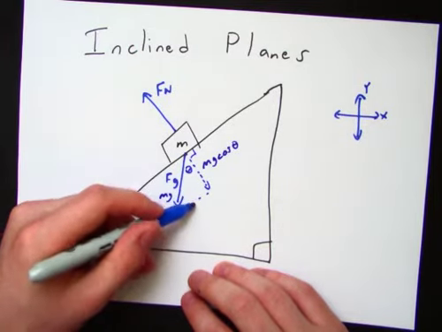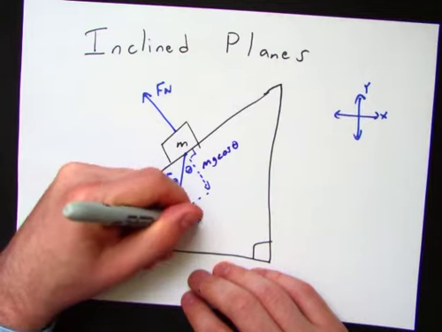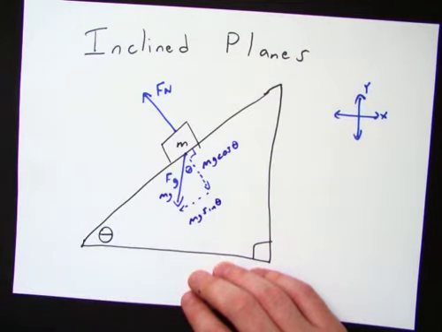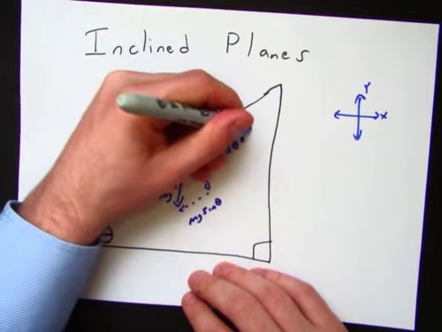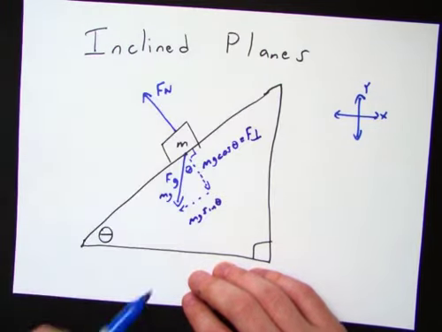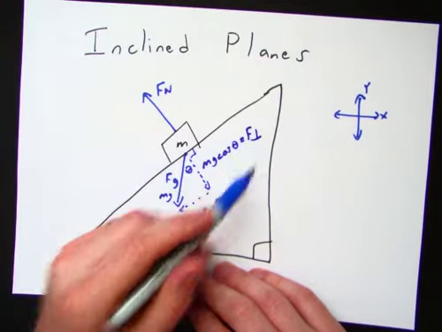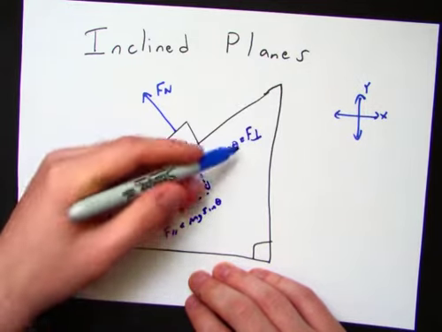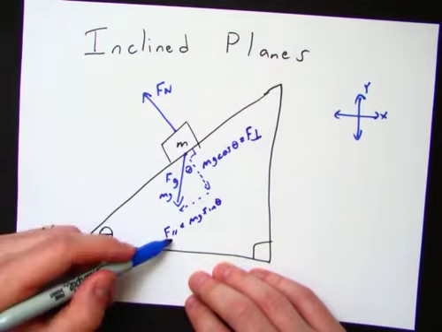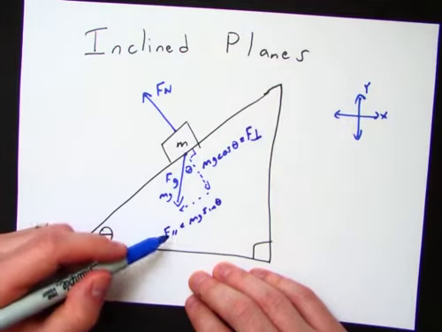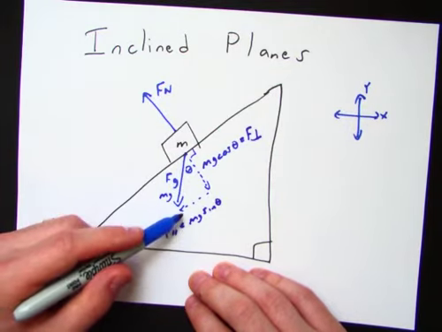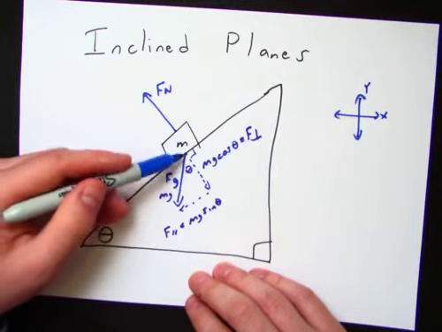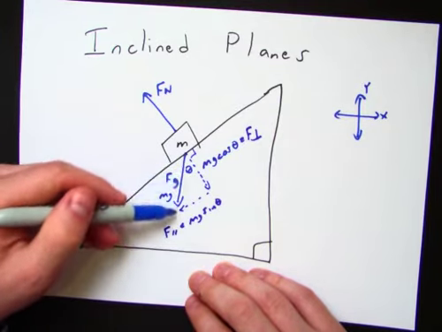This side, this component here, would be mg times the sine of theta. I'm going to call this one F perpendicular. I write a little upside down T to represent perpendicular, and this one I'll call F parallel. I try to stay away from X's and Y's. You could use that, but I'm going to call it F parallel, meaning the parallel component of gravity. This is the perpendicular component of gravity. Of course, this is what gravity is actually doing, the hypotenuse right here.